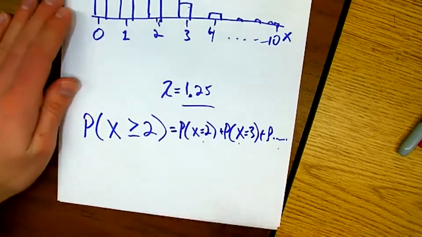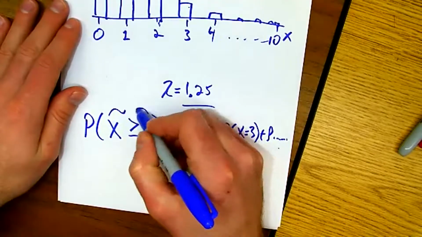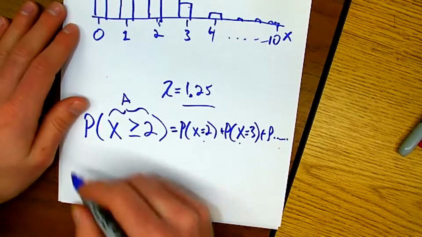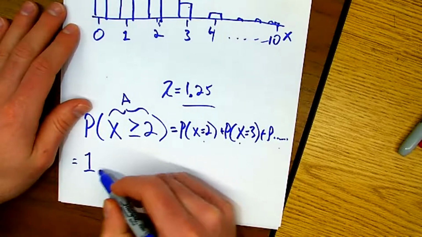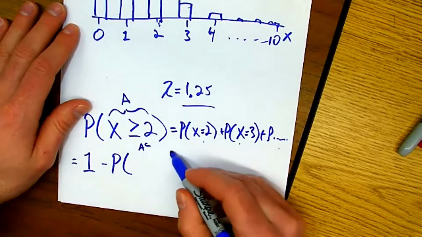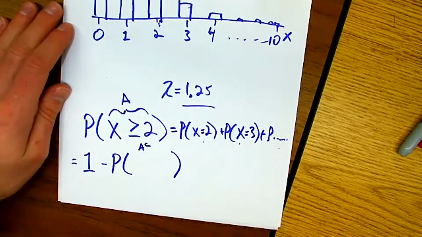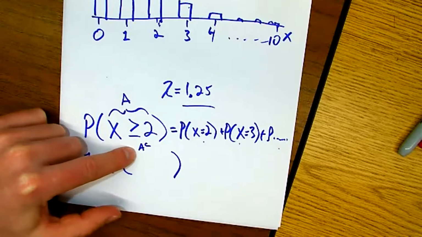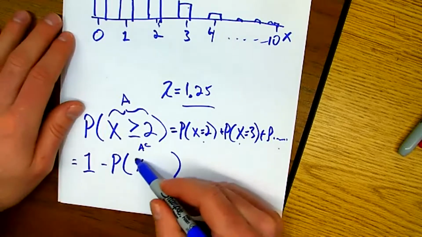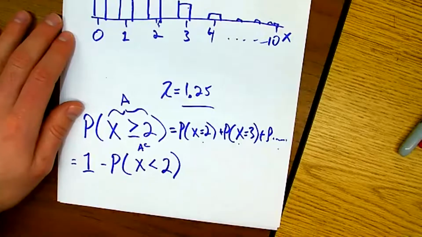But if I remember, just like with the binomial, that we're really just looking for the probability of an event, A, I can say that's the same thing as 1 minus the probability of A complement. Right? What would A complement be here? So if A is that it's greater than or equal to 2, A complement is that it's just less than 2.